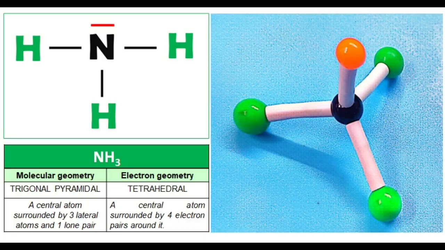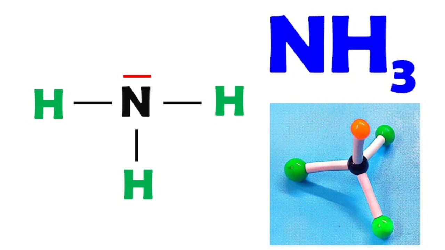That's why do not confuse these two terms, molecular geometry and electron geometry. Molecular geometry is a molecular shape. Electron geometry is a shape that a molecule would have if instead of a lone pair we would have one bonding pair. That's it.